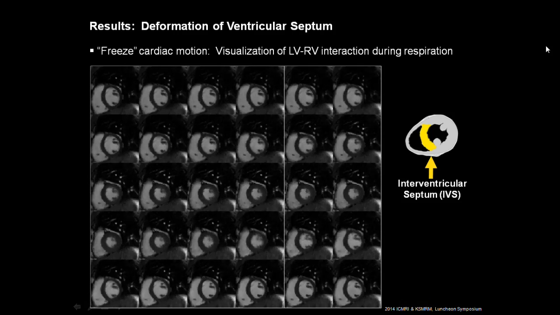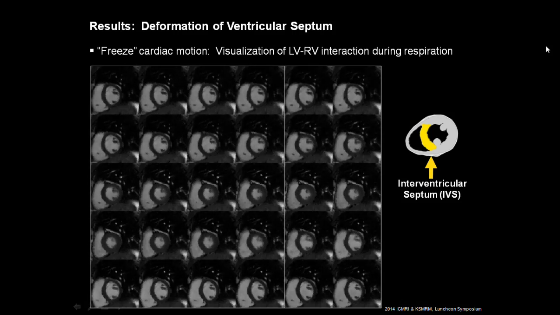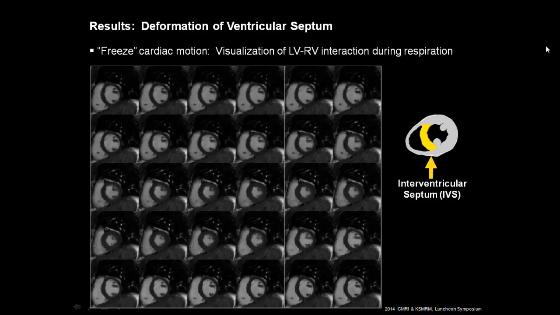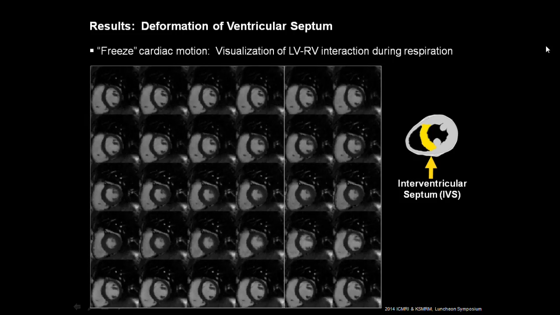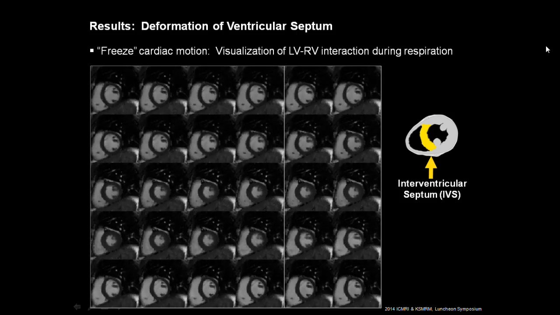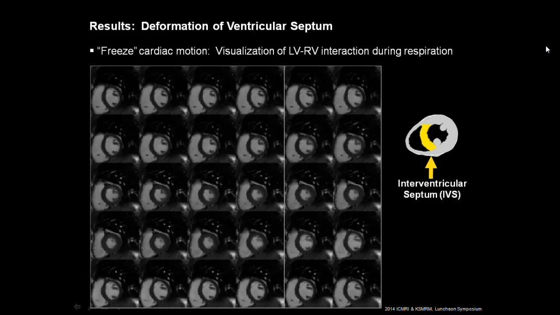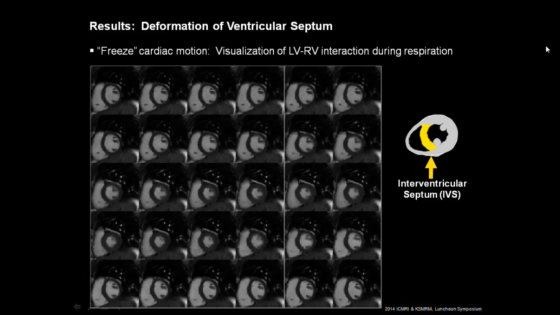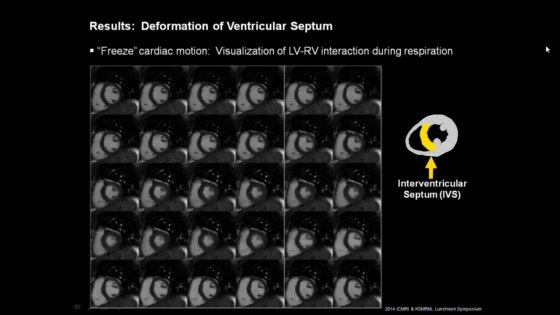And what's especially interesting here is that you can see a deformation or motion of the interventricular septum. The interventricular septum is the structure indicated in yellow on this figure on the right side. And especially in the diastolic phase, which is shown in the first row of this movie, you can see that this interventricular septum is moving back and forth, and it's sort of deformed.